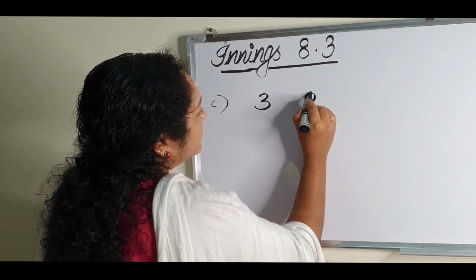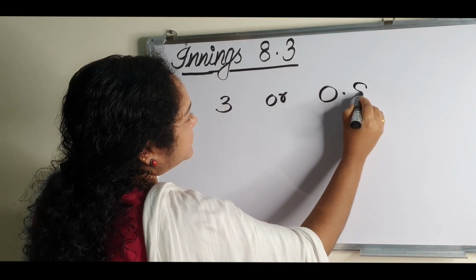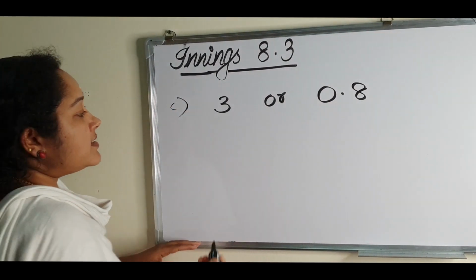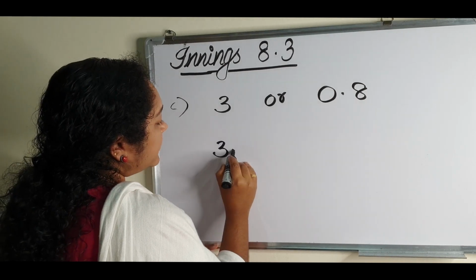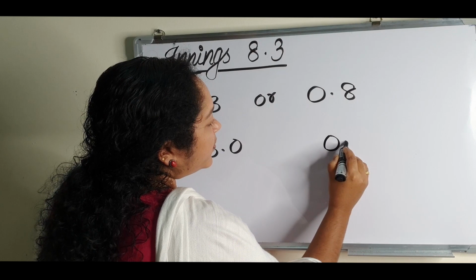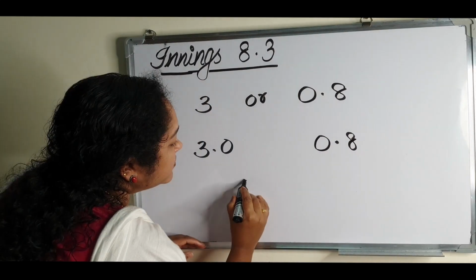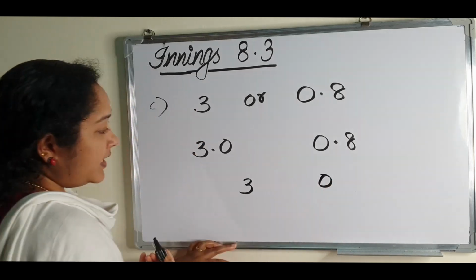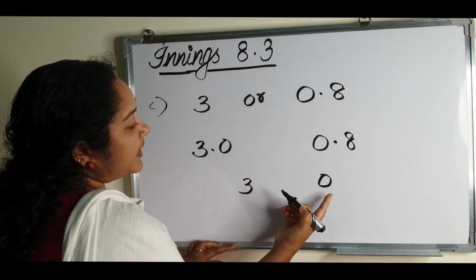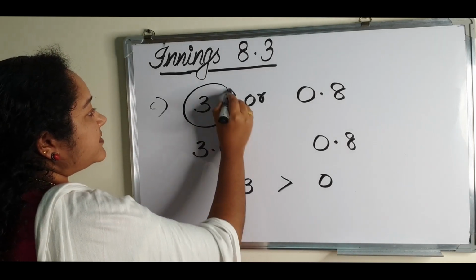Next question is question number C. 3 or 0.8. 3 is the whole number. That means 3.0 and 0.8. The whole part of both decimals is 3 and 0. 3 is greater than 0. So the answer is 3.